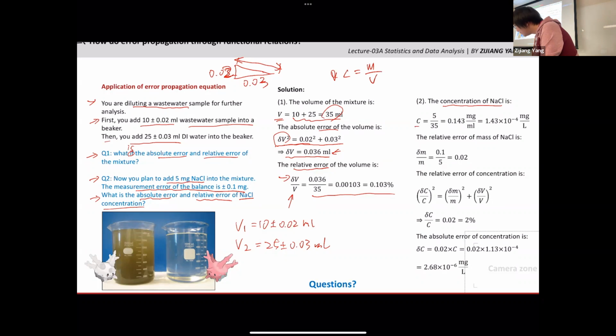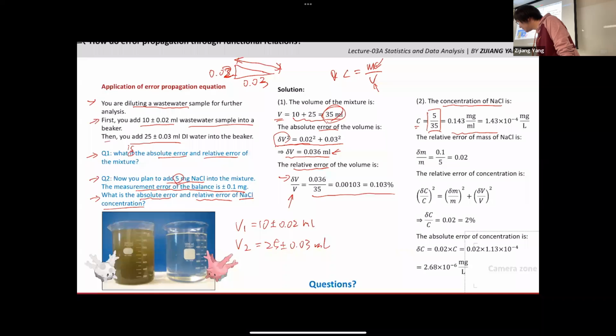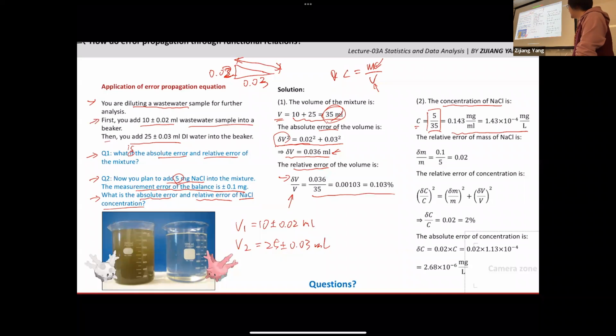So C equals M divided by V. M is known, which is 5, and V is also known, which is 35. So we can just plug the numbers into this equation and get this result. Usually the concentration is expressed as milligram per liter, so we just convert this milliliter to liter. Then we want to calculate the relative error of NaCl.